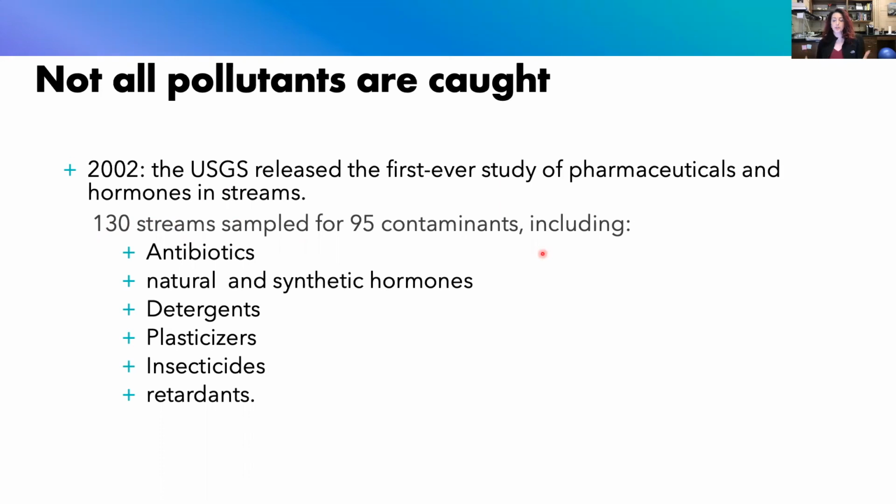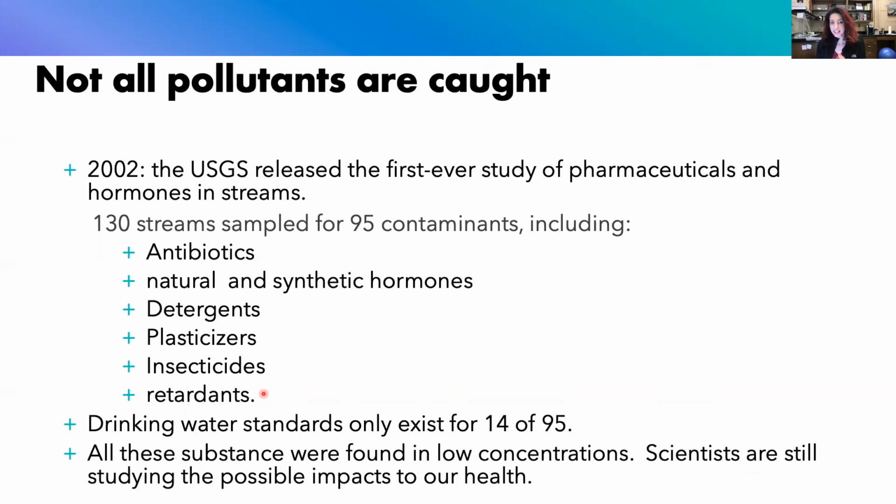And these contaminants included things like antibiotics, natural and synthetic hormones that you might have in birth control, for example, detergents, plasticizers, insecticides, and retardants. And so what they found is that all of these substances were found in low concentrations. Now, what's baffling about this is that drinking water standards only exist for 14 out of the 95 contaminants that they sampled for. And yet, they found all 95 in low concentrations. So scientists are still studying the possible impacts of these contaminants for our health and the environment.